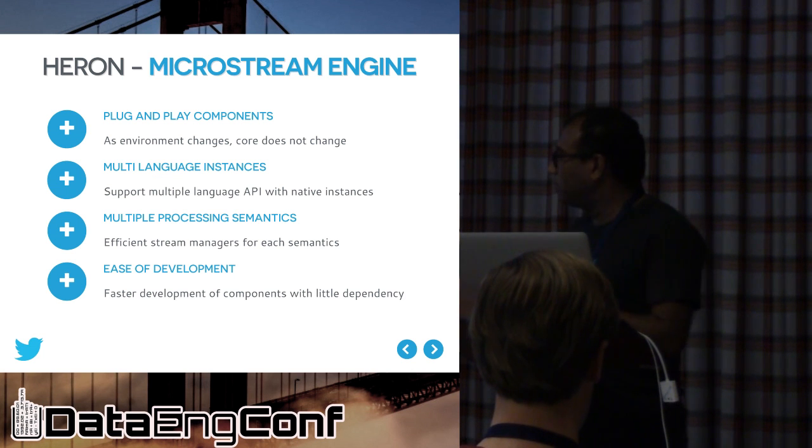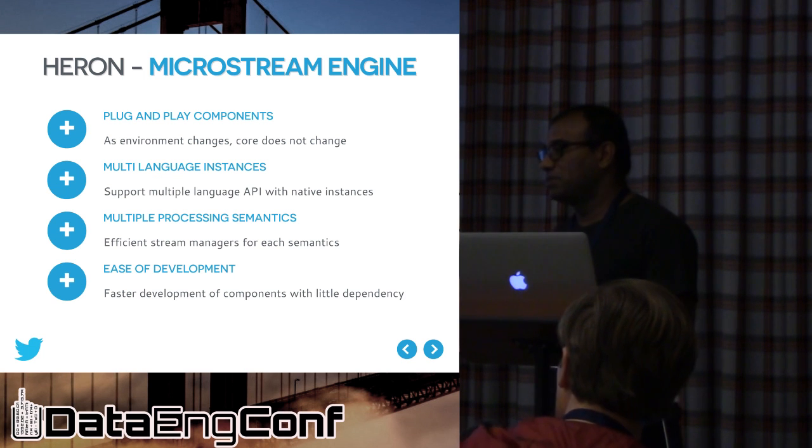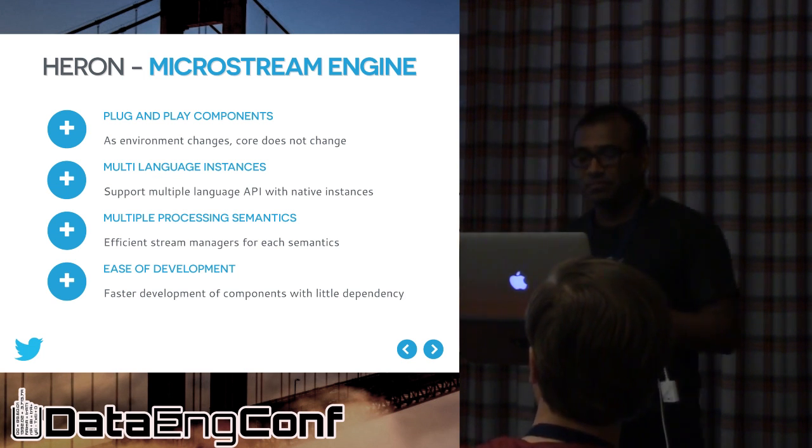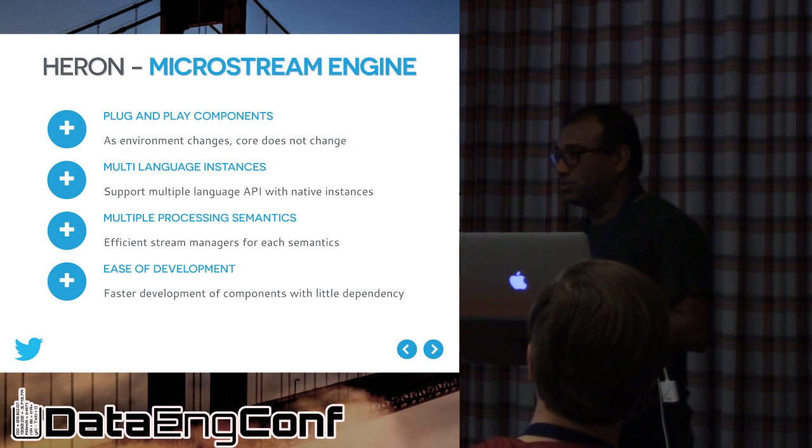Then multiple processing semantics, as I said, an efficient stream manager for each semantics. For at-most-once, you can write a really screamingly fast one, whereas for exactly-once, you can write a very slow one because you want to checkpoint the state and replay the state. Of course, the side benefit of doing this is ease of development, because teams can go really fast without depending on other components, and it increases productivity quite a bit.